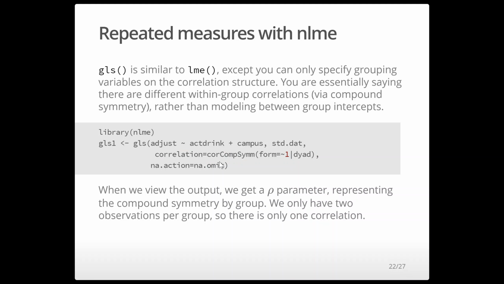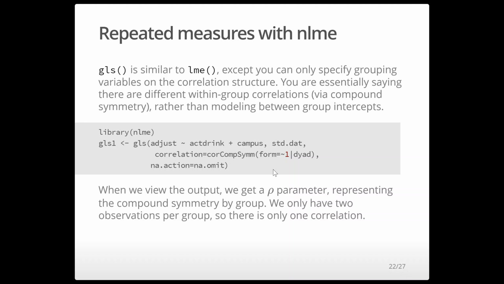So this is saying there's compound symmetry by dyad, and remember in nlme functions we have to call na.omit to specify what to do with missing data. And when we view the output, we get a rho parameter. This is similar to what we saw with the AR1, the autoregressive lag one. It's the same parameterization where we have rho, but instead of representing the correlation over time, this now represents the compound symmetry correlation by group. So we only have 2 observations per group.